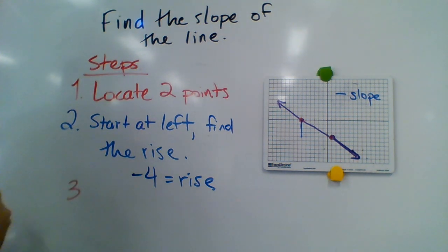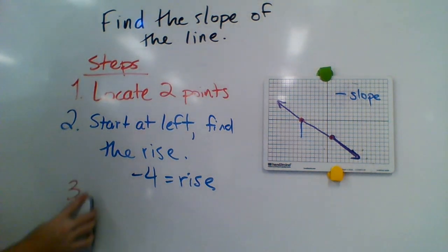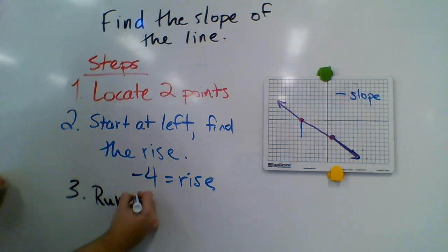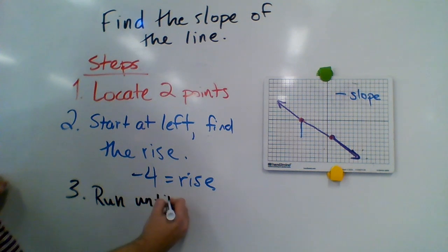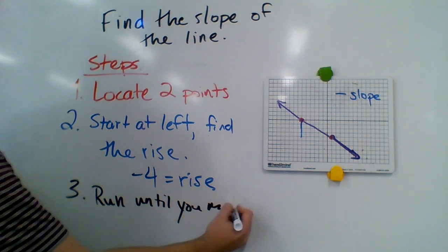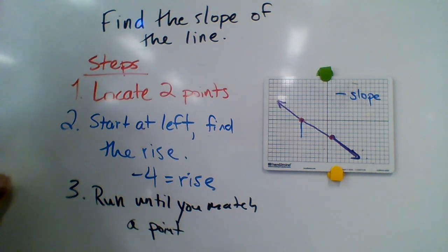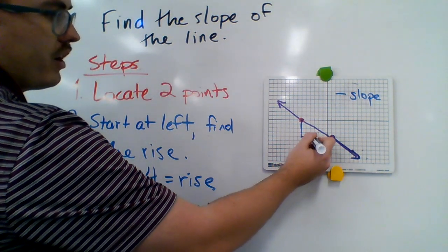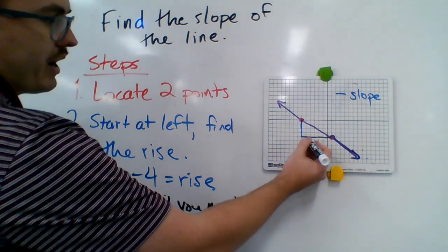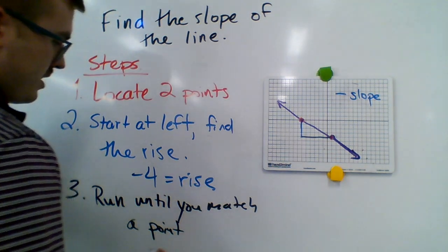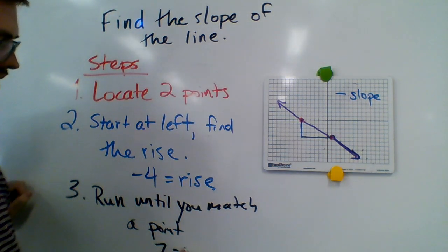And then step number 3, I'll do it in black. Step number 3 is going to be run until you match a point. So I'm going to start where I left off, and I'm going to run until I'm matched up with the point. So I ran 1, 2, 3, 4, 5, 6, 7. So my run is 7.